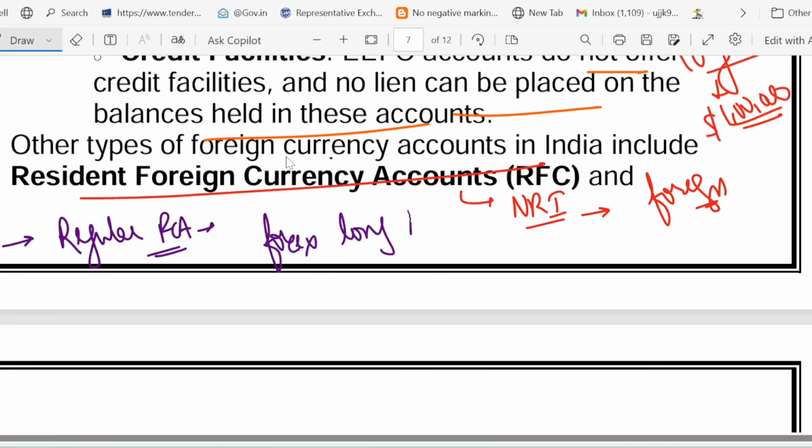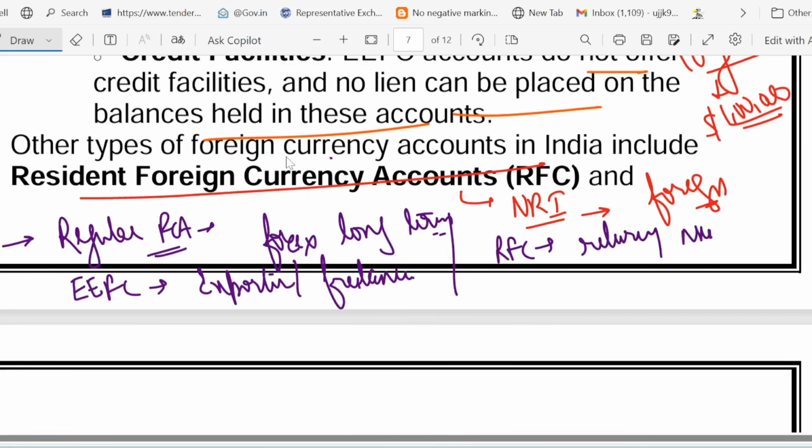They are best for holding Forex long term. Then we discussed the EFC account. So they are best for exporters and freelancers. Then we discussed the RFC account. So they are best for returning NRIs. And the DDA account, we will discuss right now.